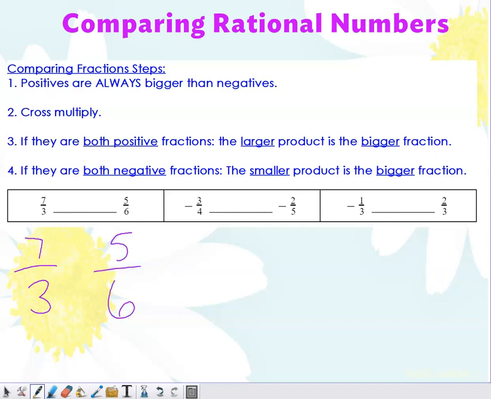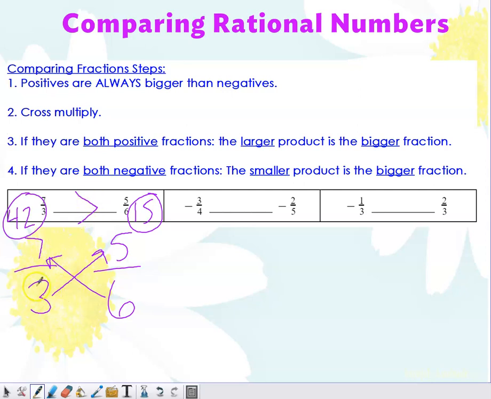is the larger fraction, if they're both positive fractions, the larger product is the bigger fraction. So these are both positive. When we cross multiply, we multiply 6 times 7, that's 42. And we multiply 3 times 5, and that's 15. Since they're both positive, the larger product is the bigger fraction. Which one of these products is the biggest? 42 is the biggest. So we know that 7/3 is the larger fraction.